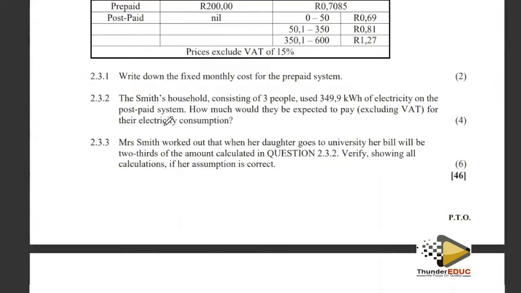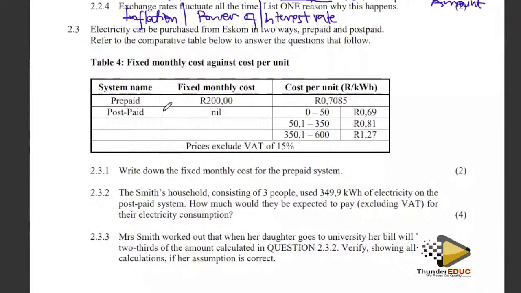All right, 2.3, let's look at this. Electricity can be purchased from ESCOM in two ways. It's either prepaid or postpaid. Refer to the comparative table below and answer the questions that follow.